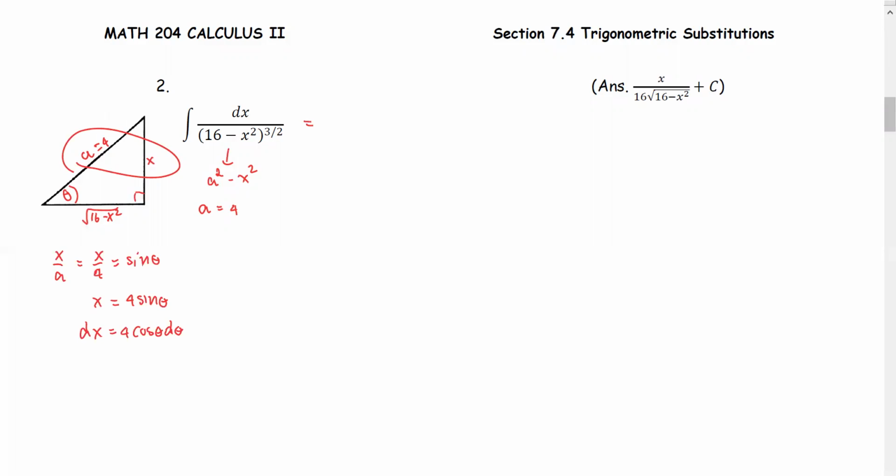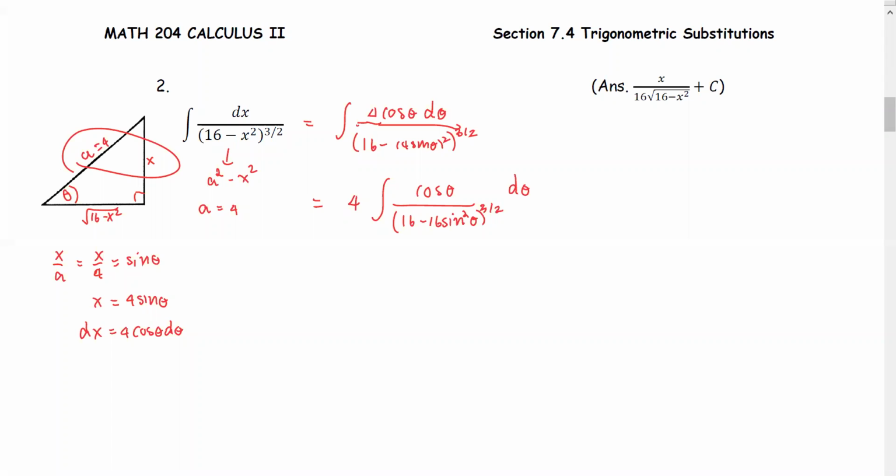Next, we replace the substitution into the original integrand. The dx is replaced with 4 times cosine theta d theta, all divided by the quantity 16 minus x squared, which is the quantity 4 sine theta squared, and the whole parentheses raised to the power 3 over 2. Take 4 outside of the integral sign. Simplify the denominator. We have 16 minus 16 sine squared theta to the power 3 over 2 with respect to theta.